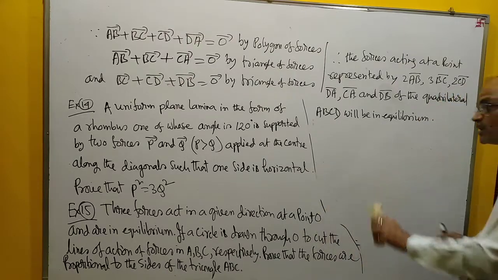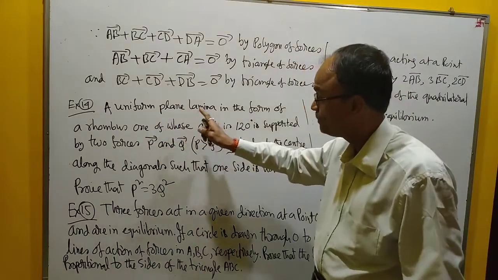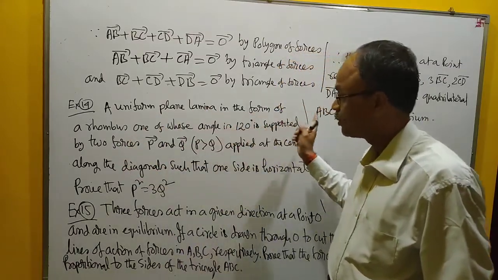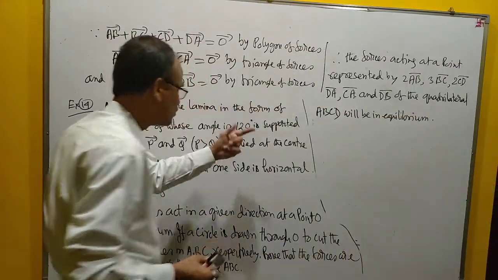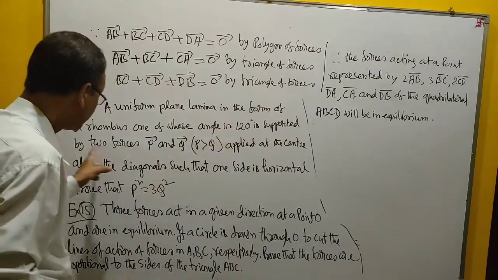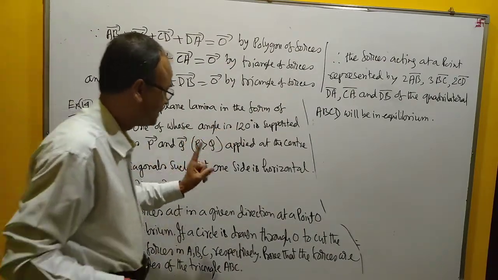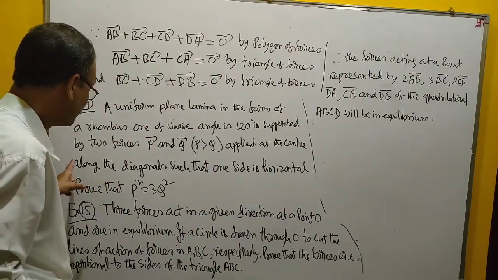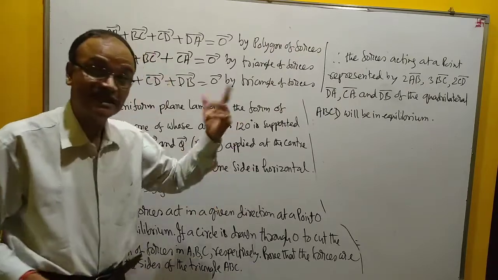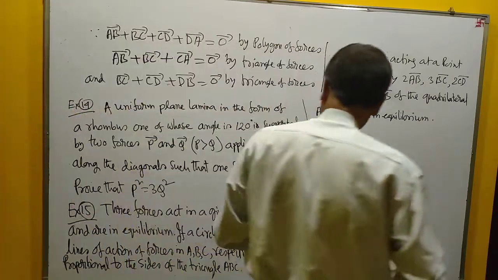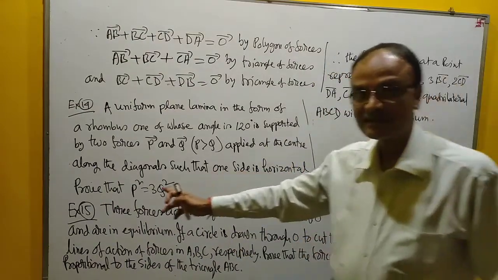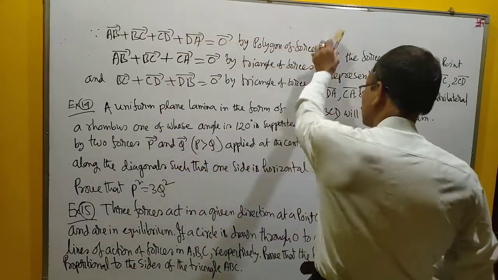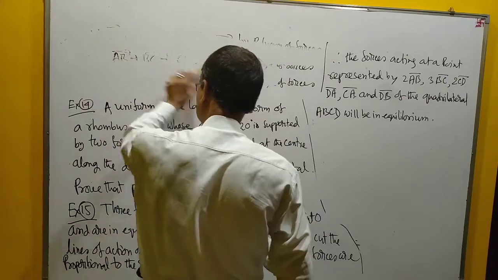See question number 14. A uniform plane lamina in the form of a rhombus, one of whose angles is 120 degrees, is supported by two forces P and Q, P greater than Q, applied at the center along the diagonals such that one side is horizontal. Then we have to show that P square equals 3Q square.